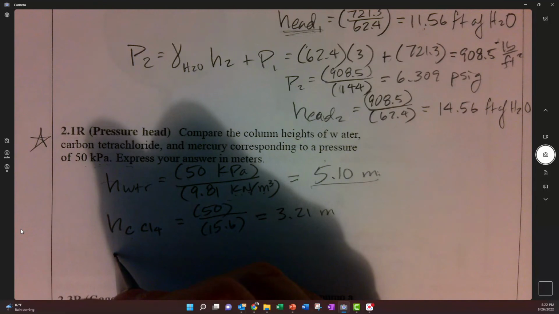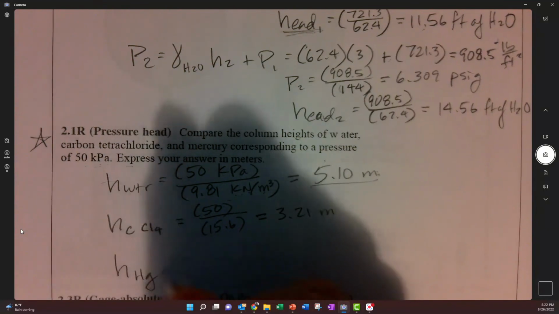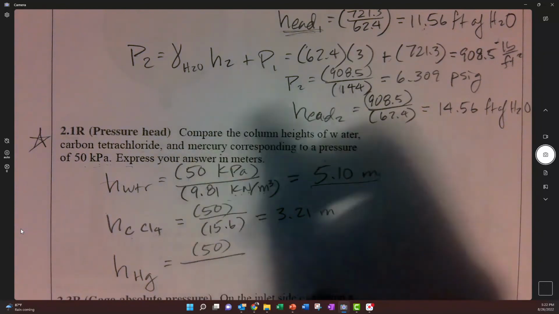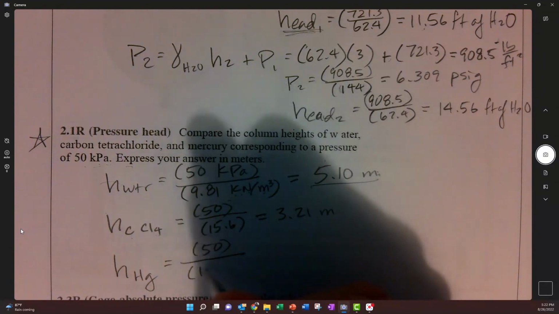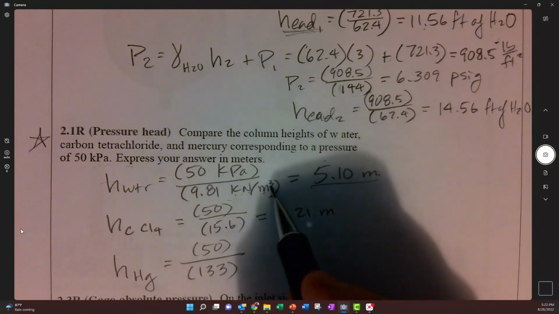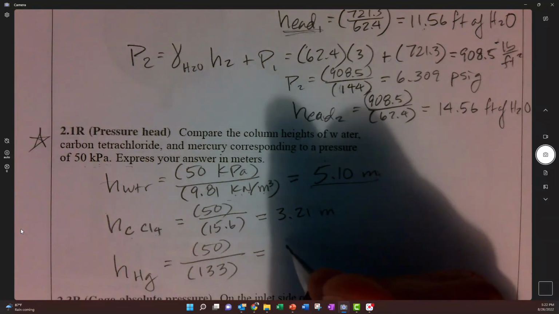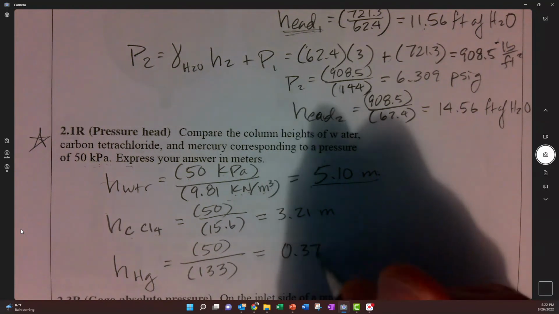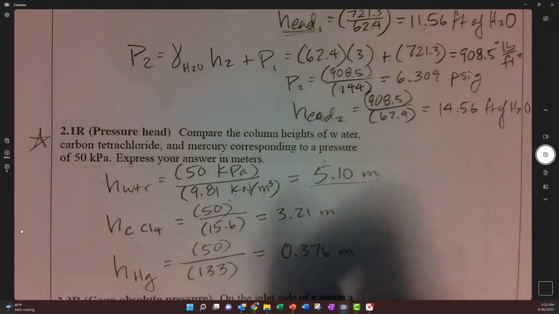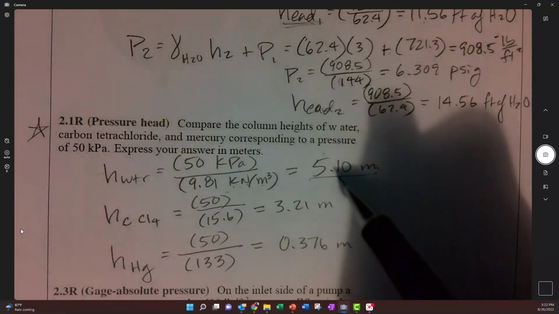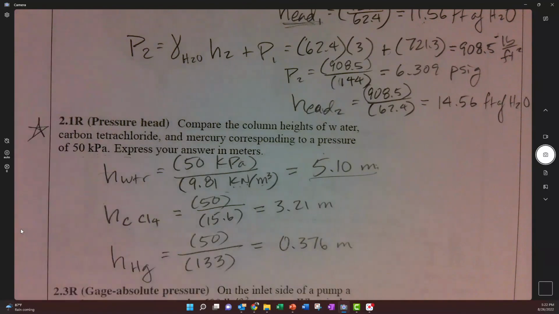And then we can see what is required with mercury, and that's a pretty stark difference because it's got a specific gravity over 13. So it says 133 kilonewtons per cubic meter is what we have for our mercury here, and we end up with 0.376 meters. So this is a huge difference. Of course, we would expect it, right? Because it's like 13 times as dense. You would think it'd be 13 times as much of a height that you would need to establish that.